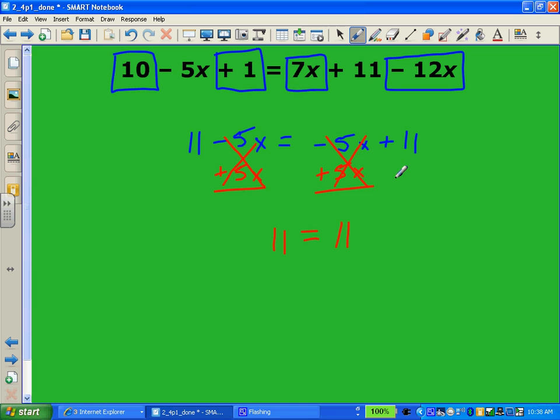Now when I end up with this, when my variables are gone and I have something like this, I have to ask if it's true or false. 11 equals 11. True. When it's true, that's when we have the identity. And that's when we say many solutions. So that's what our work would look like. We'd solve it just like any other equation, but our variables are going to cancel each other out. So then we have a statement. The statement is true, it's an identity, means many solutions.